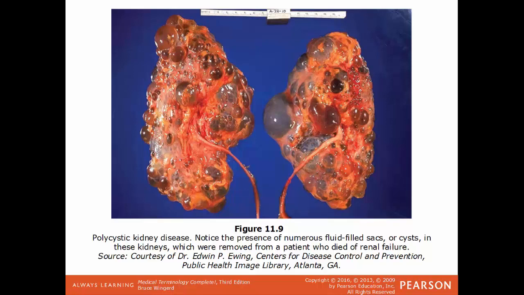All right, in this image we have real examples of kidneys that have polycystic kidney disease. You can easily see the large number of cysts that vary in size. Some are small, some are quite large.